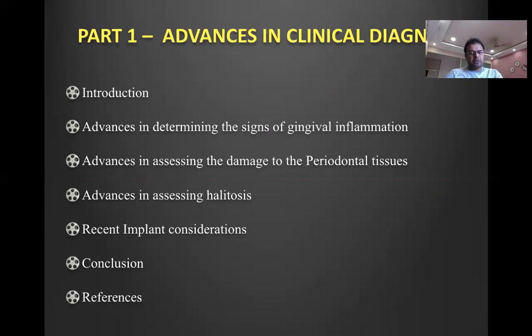Okay. So now it starts with advances in determining the signs of gingival inflammation. We are assessing advances in the amount of damage that's happened to the periodontal tissues. We'll also look at newer tools available to assess halitosis, newer considerations around implants, etc.